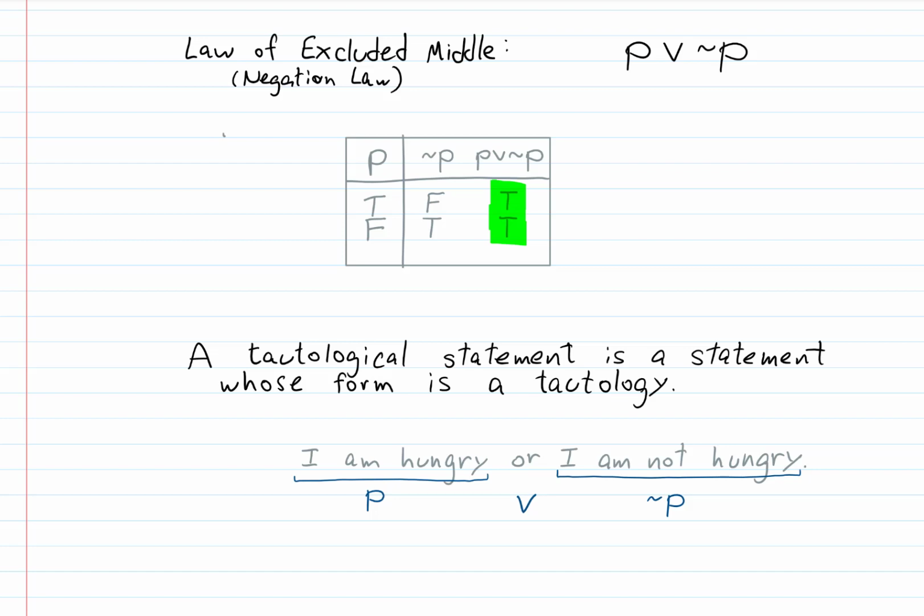Okay? Now, I want to, by the way, just point something out to you. Notice that for the negation of I am hungry, I wrote I am not hungry. I didn't write I am full. You see what I'm saying? I specifically said not whatever it said in the first statement. You should be in the habit of doing that when you're doing logic.